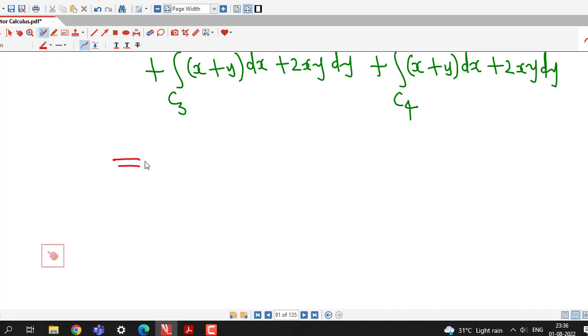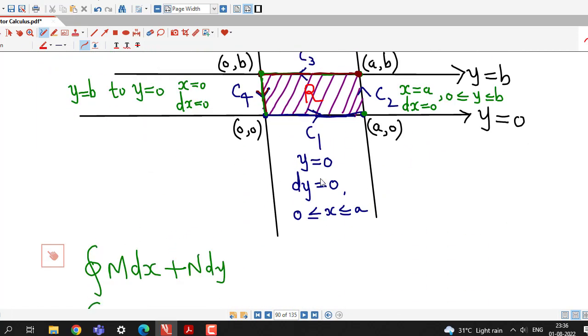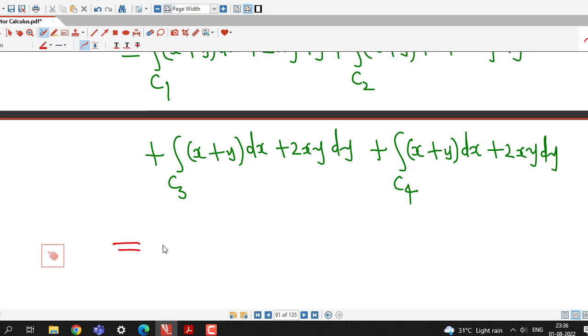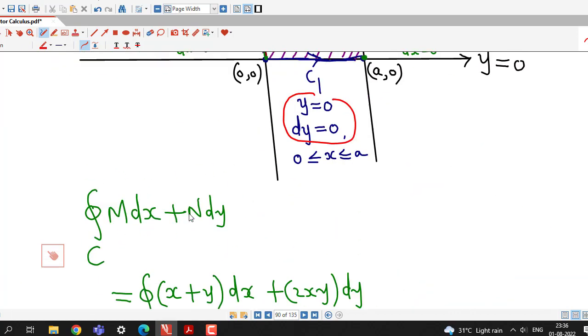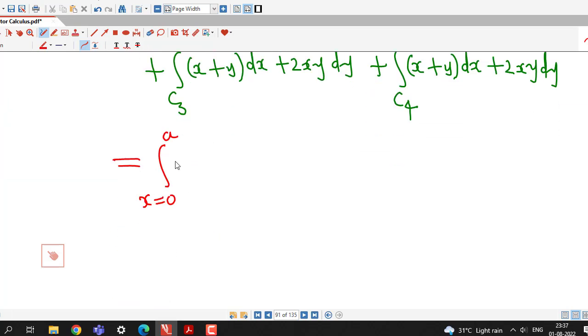First we see what is the representation for curve C1. So along curve C1 we have y equal to 0, that is dy equal to 0, and x is from 0 to a. So along C1 limits of x are from 0 to a, and along C1 y and dy are 0. So along C1 dy is 0, therefore this term is 0, y is also 0, so we are left with x dx. So here we write x dx.